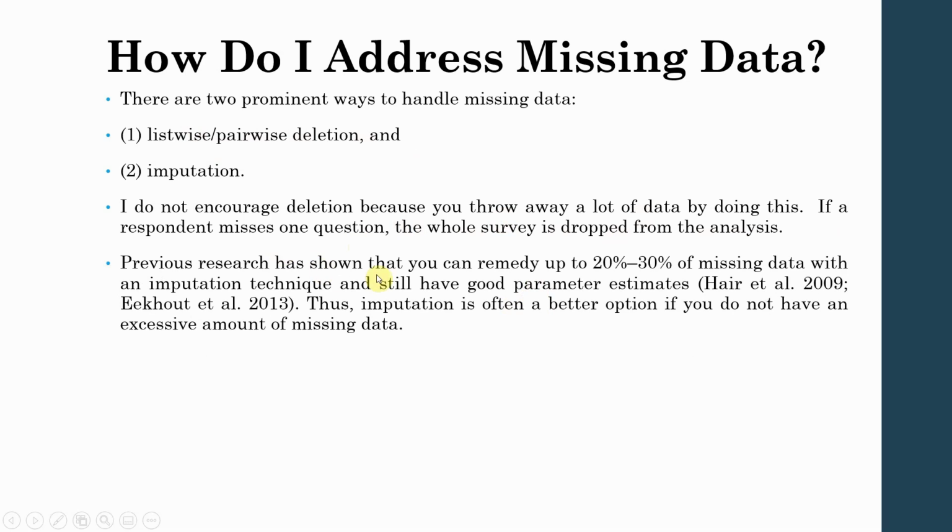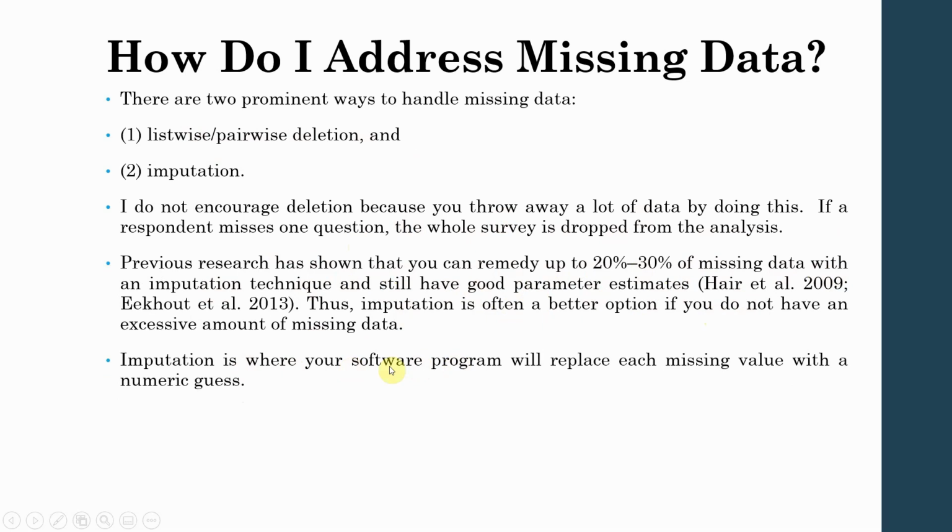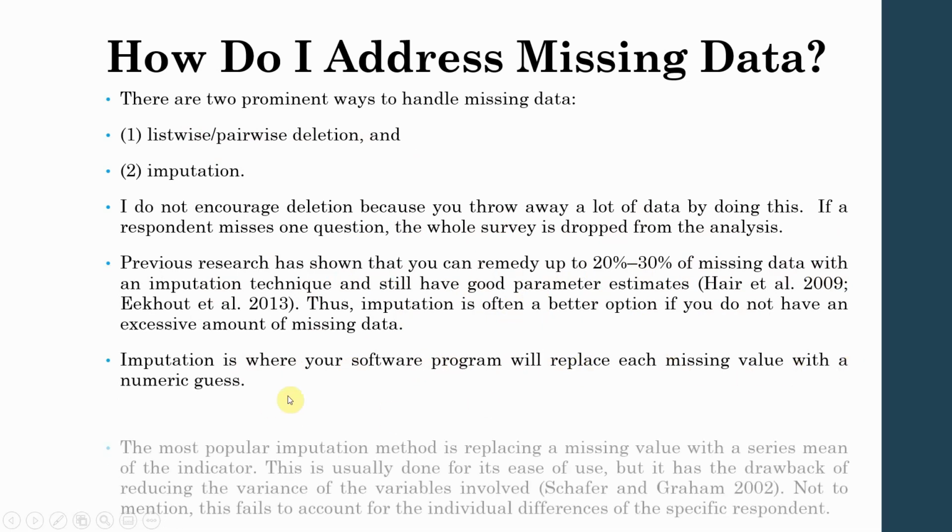Previous research has shown that you can remedy up to 20 to 30% of the missing data with an imputation technique and still have a good parameter estimate. So imputation is often a better option if you do not have an excessive amount of missing data. Imputation is where your software program will replace each missing value with a numeric guess.